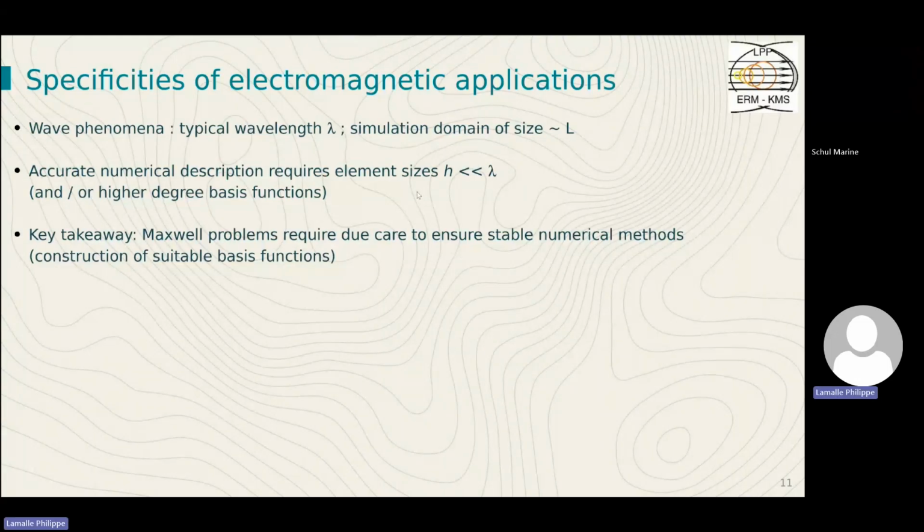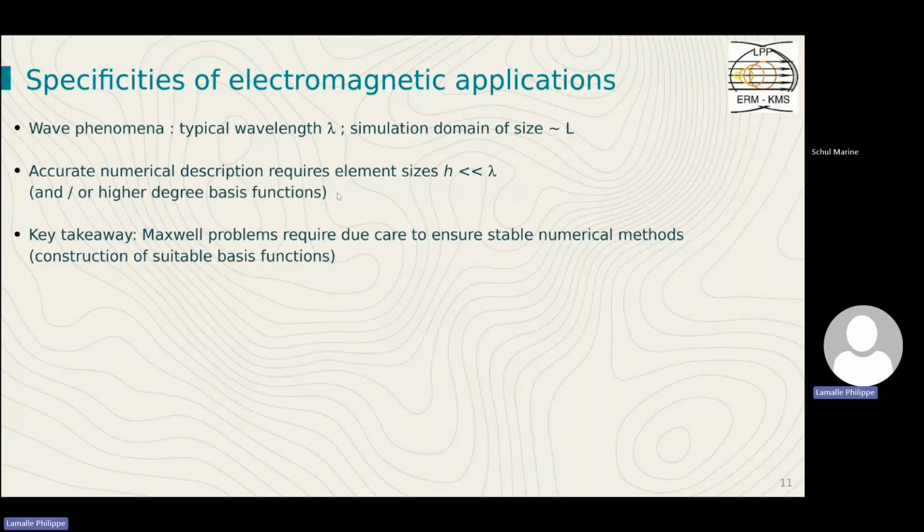And besides that, you have a finite element mesh. If you want to represent a given wavelength on a finite element mesh, you need the mesh to be fine enough, and so to be much smaller, in fact, than the wavelength. This is one thing to consider. You can also use higher degree basis functions, which will also help improve the accuracy of the solution.